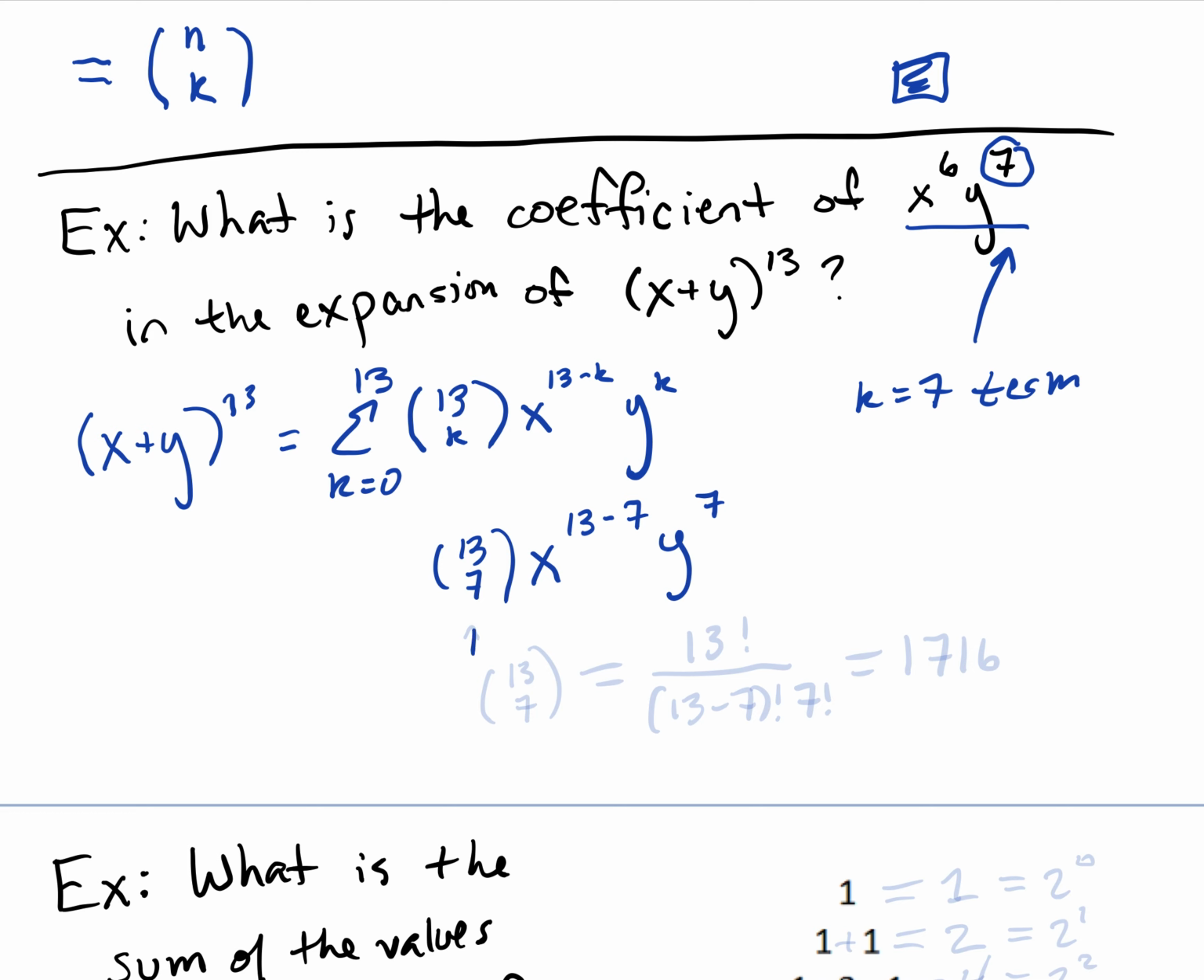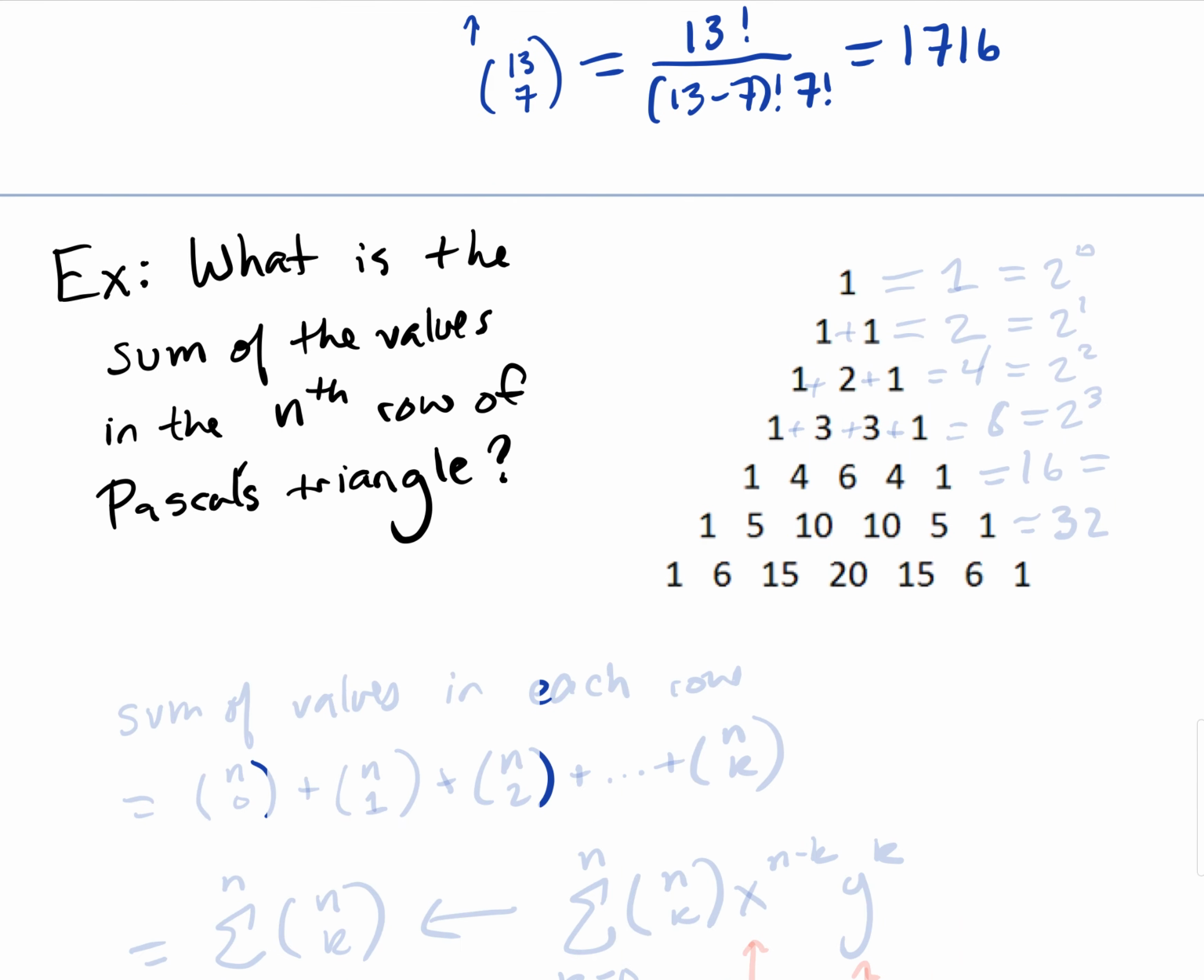And we're just looking for the coefficient. So we're just looking for 13 choose 7, and we can calculate out what 13 choose 7 is. So 13 choose 7 is 13 factorial divided by (13 minus 7) factorial times 7 factorial. And we can calculate that out, either canceling out and multiplying or using a calculator, and we'd find that 1716 is the coefficient of the term x to the 6th, y to the 7th in the expansion of (x plus y) to the 13th. So let's look at another example using the binomial theorem.